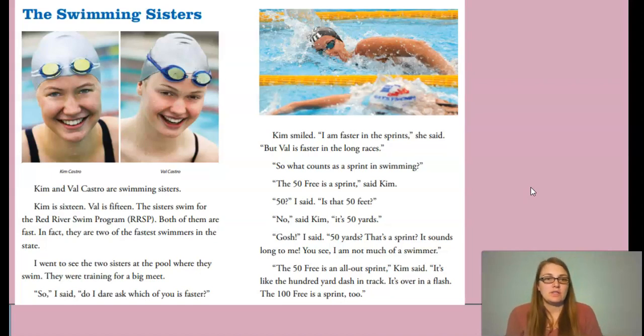Okay, here we are, the Swim Sisters. So at the top of the page, you'll see the 2 girls, Kim Castro and Val Castro. They are sisters and they both enjoy swimming. So let's find out more information about these girls.